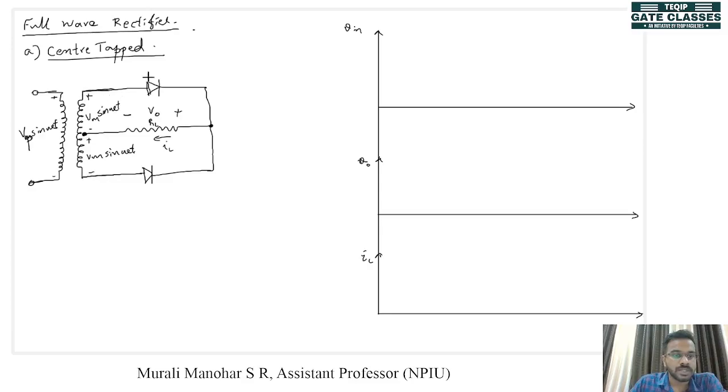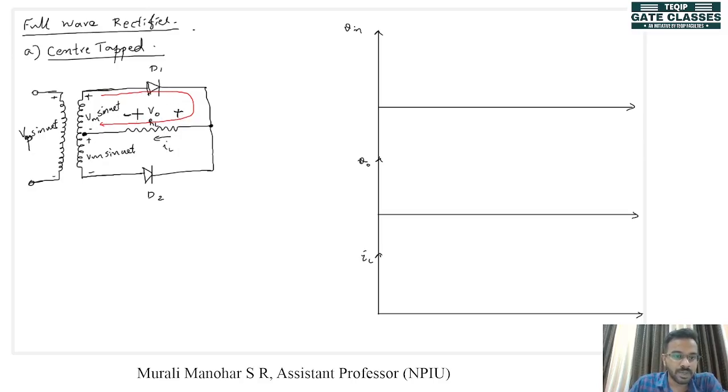Now when you look at the diodes, let's name them D1 and D2. The anode of D1 is connected to a more positive voltage than the cathode, and the anode of D2 is connected to a more negative voltage than the cathode. So in this case, diode D1 will conduct, and the current direction will be like this. So when the current is flowing like this, what will be the output voltage direction? It will be as shown in the figure, plus here, minus here, and IL direction is also the same.